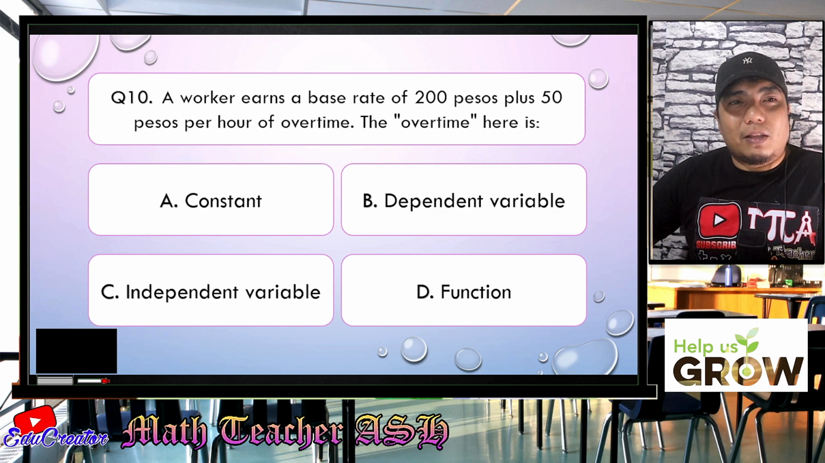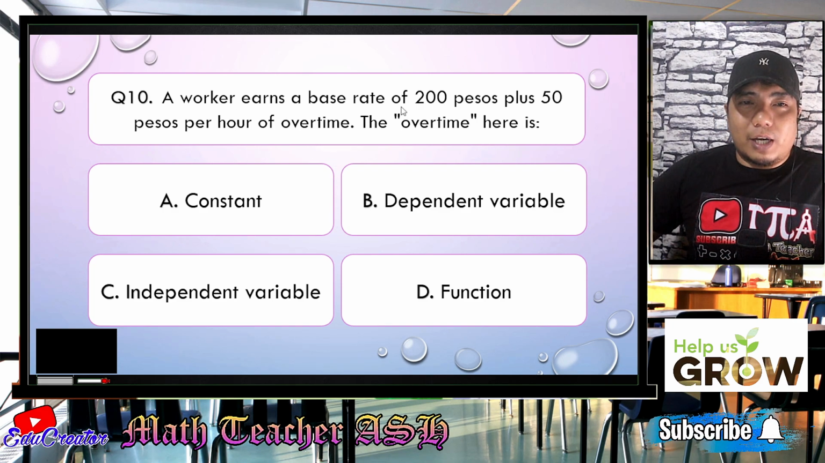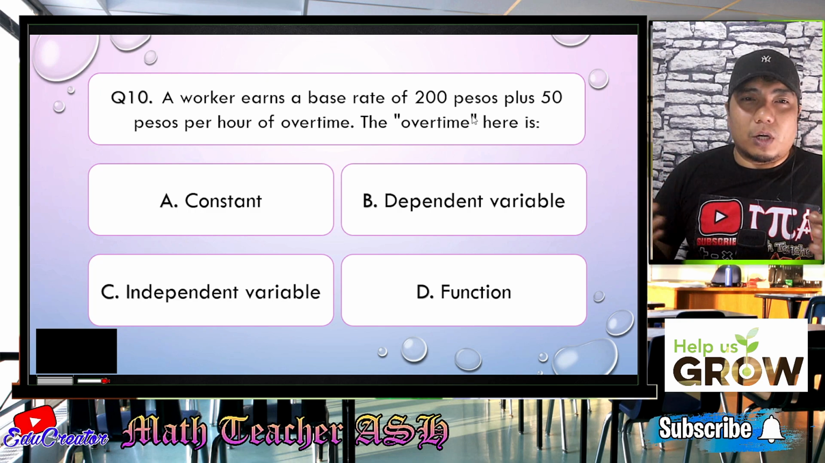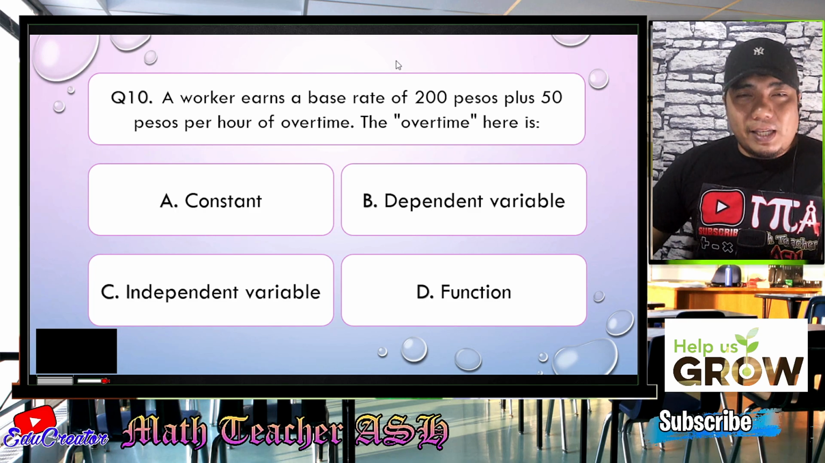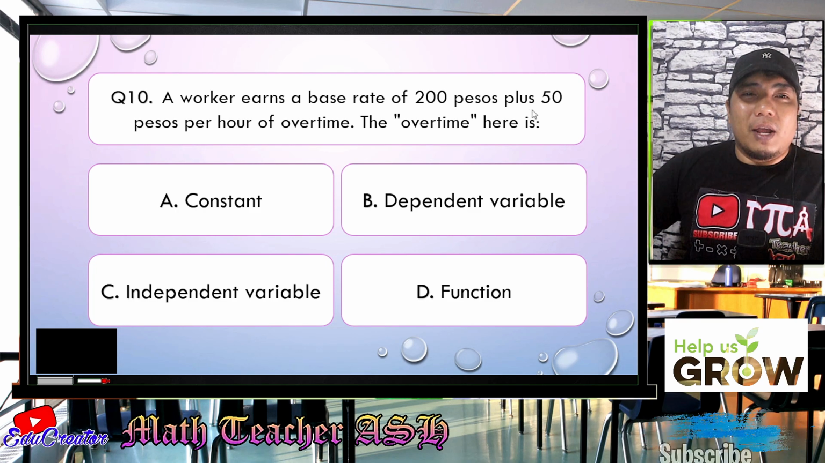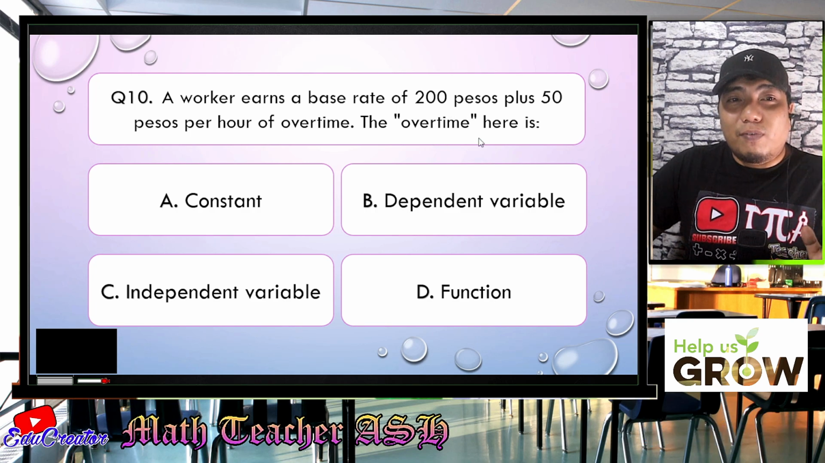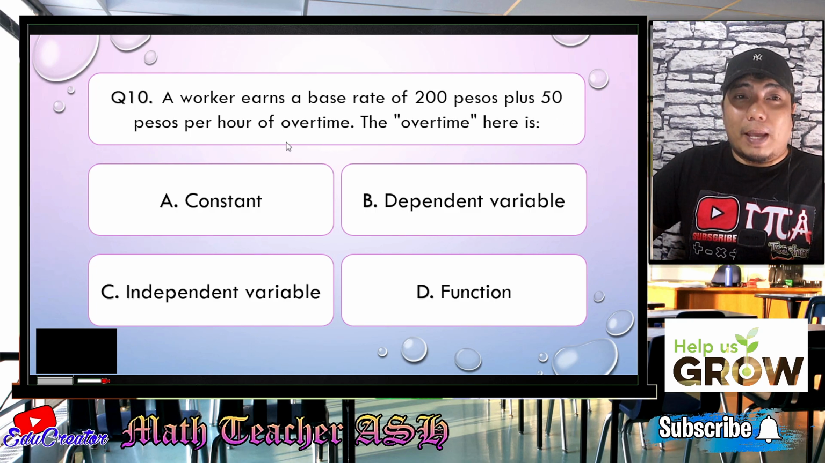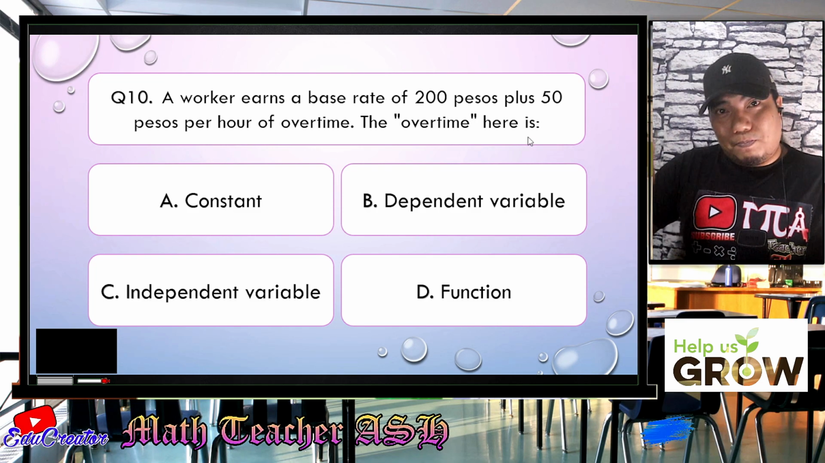Alright, my dear math learners, in answering this question, we have here a worker with a base rate of 200 pesos. It means whatever the worker does, whether he works overtime or not, he has a base rate of 200. So that is constant. Okay, very good. Now, the question here is not the 200. The question here is the overtime, so that is the 50 pesos per hour of overtime. So what do you call this 50 pesos per hour?